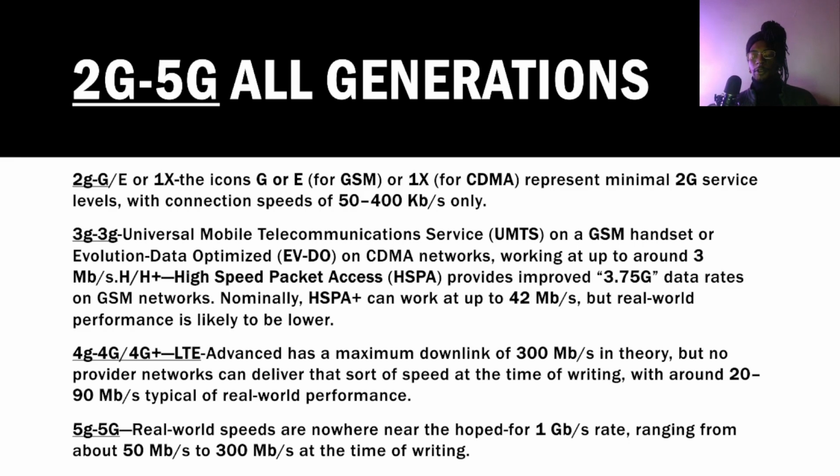4G, 4G LTE. 4G LTE Advanced has a maximum downlink of 300 megabytes per second in theory, but no provider networks can deliver that sort of speed at the time of writing, with around 20 to 90 megabytes per second typical of real-world performance.